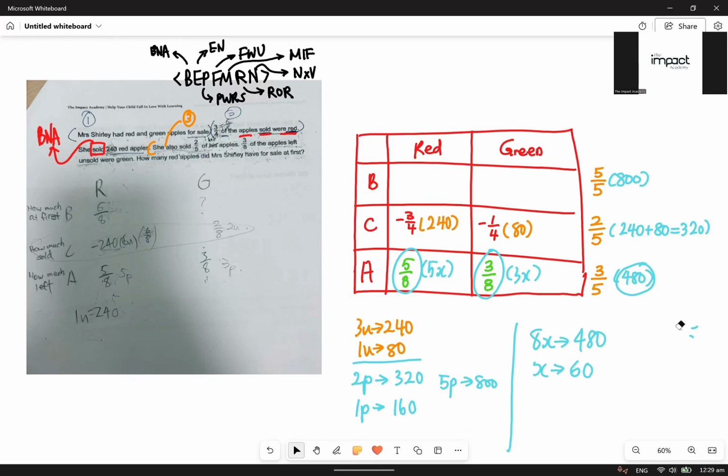Okay? Of course, the question wants us to find what it was at first. Okay, no problem. Let's find out what is this. This is 180. This will be 300. So we just have to work backwards. This is 540. And we work backwards once more. This is 260. And that's how you would do a question like this.